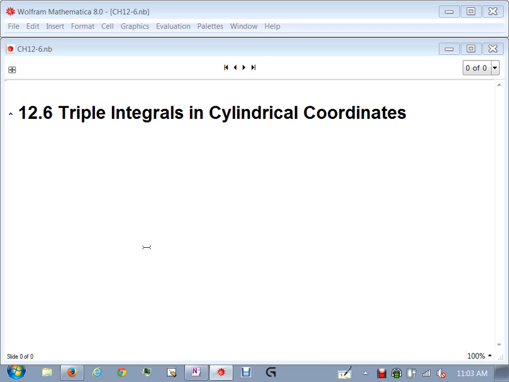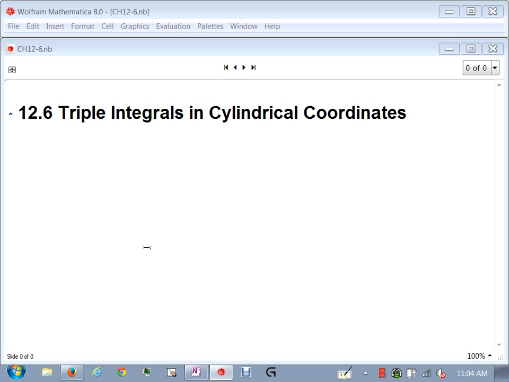Right now in two-dimensional space, we had two coordinate systems that we like to use. We had the Cartesian coordinate system, and we had polar, right? And in three-dimensional space, we have Cartesian, which is x, y, z, and then we have other coordinate systems that we can use. And so the second one that we have is called cylindrical coordinates.